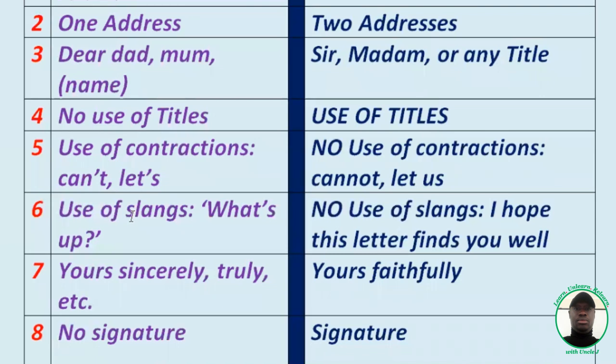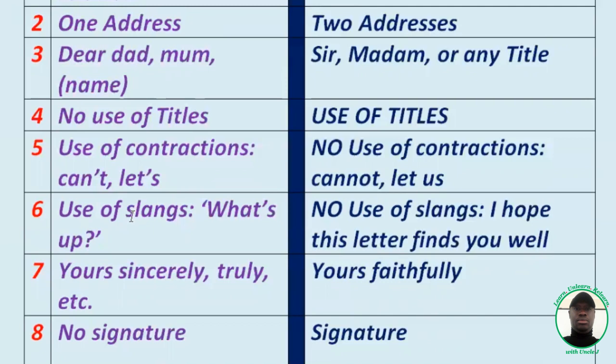When writing informal letters, you can use contractions, can'ts, let's, but when writing formal letters, you do not use contractions. So instead of using can't, you use cannot. Instead of using let's, you use let us. When writing informal letters, you can use slang like what's up. But when writing formal letters, you dare not use slang, okay? So for informal letters, you can use what's up. But for formal letters, you use something similar.